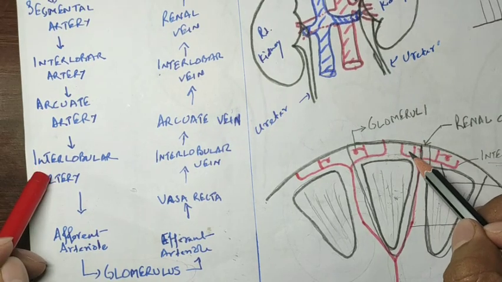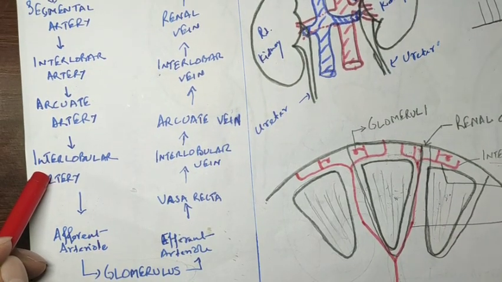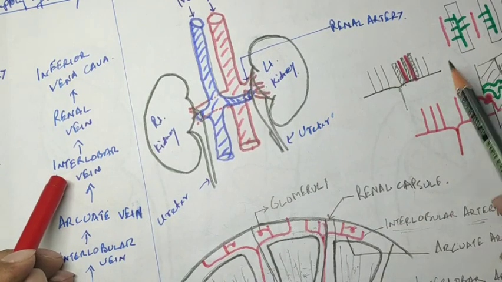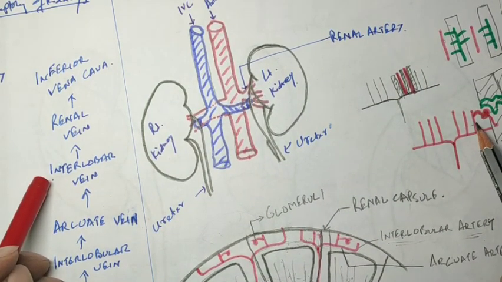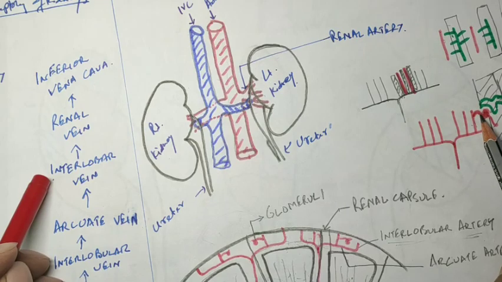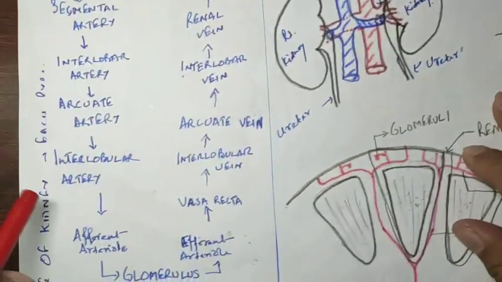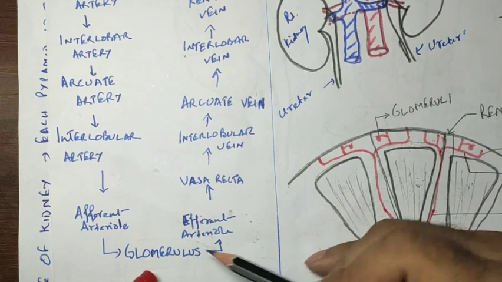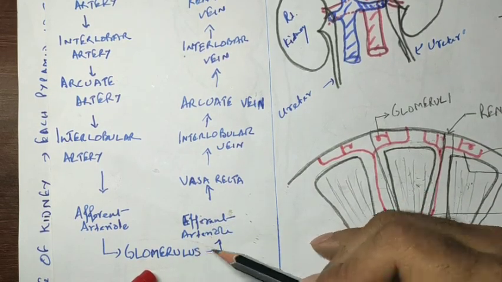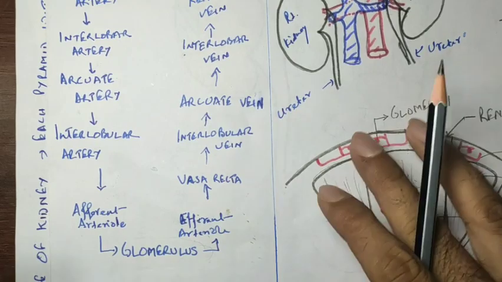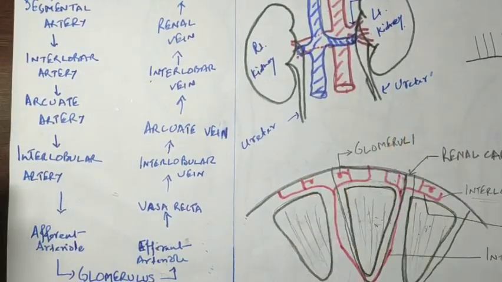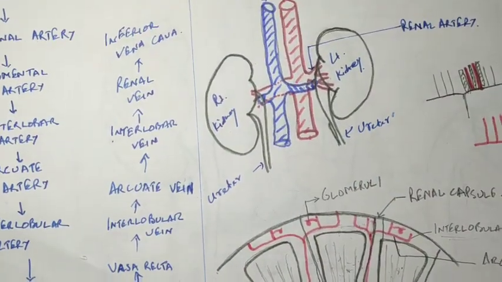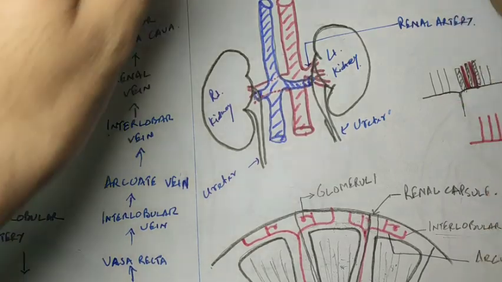From the interlobular artery, as we have drawn here, it will give off a smaller branch, which is called the afferent arteriole. So it will give off the afferent arteriole, and it will form the glomerulus, and from the other end of the glomerulus we have the efferent arteriole. Okay, so this is basically the blood supply of the kidney, which is a very important topic and a very interesting one at that too.